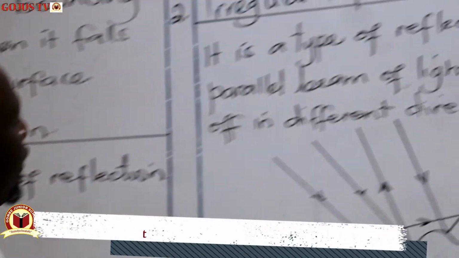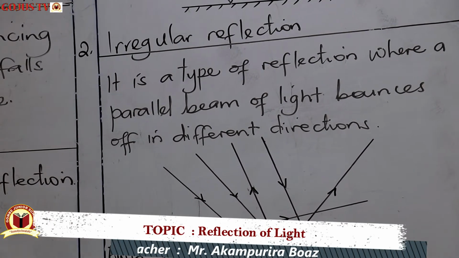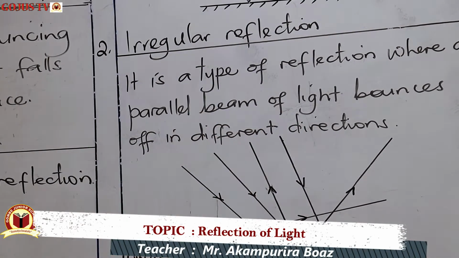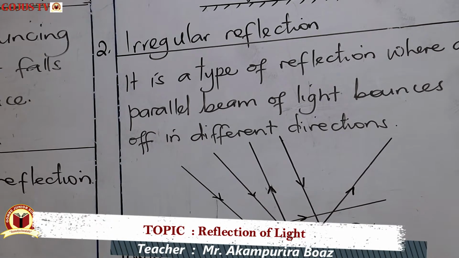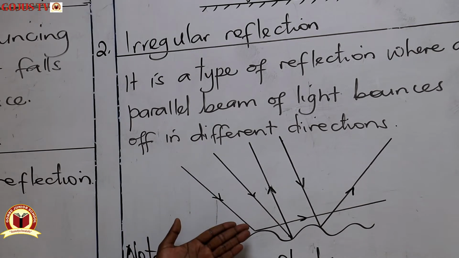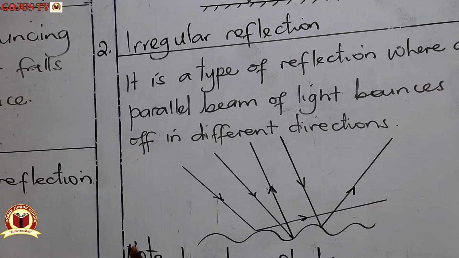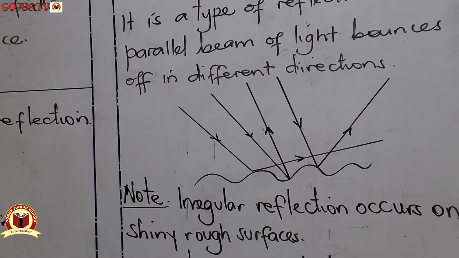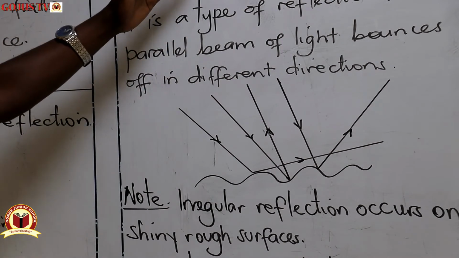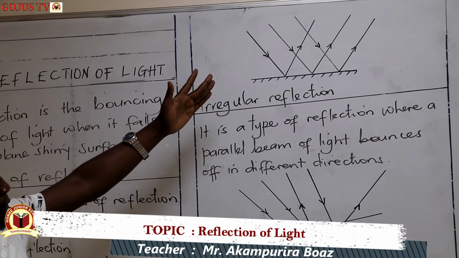Then too, in the irregular reflection, here we're saying it's a type of reflection where a parallel beam of light bounces off in different directions. And this type of reflection occurs on a shiny, rough surface. And that's why it produces what we call irregular reflection, or what can as well be termed as diffuse. So, point to note, irregular reflection occurs on a shiny, rough surface. Remember, regular reflection takes place on a shiny, smooth surface. I've given an example of a mirror.